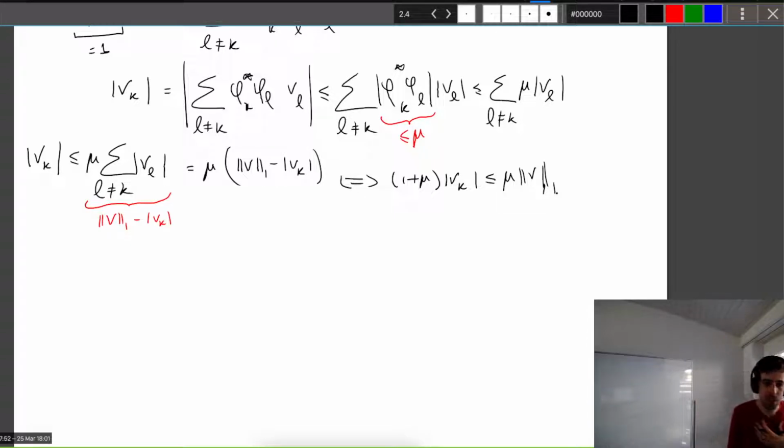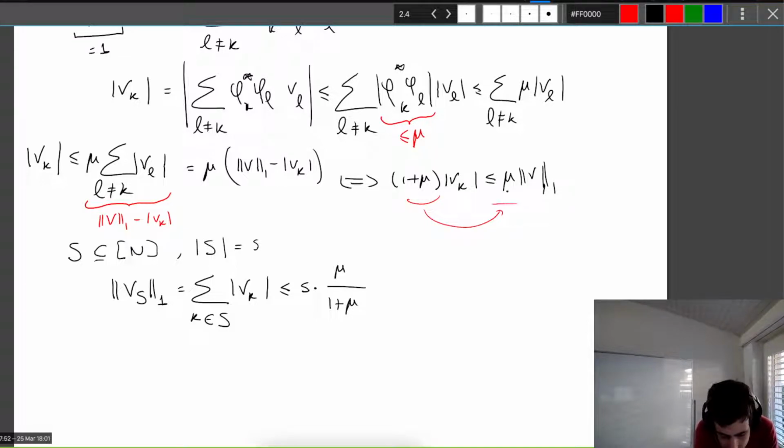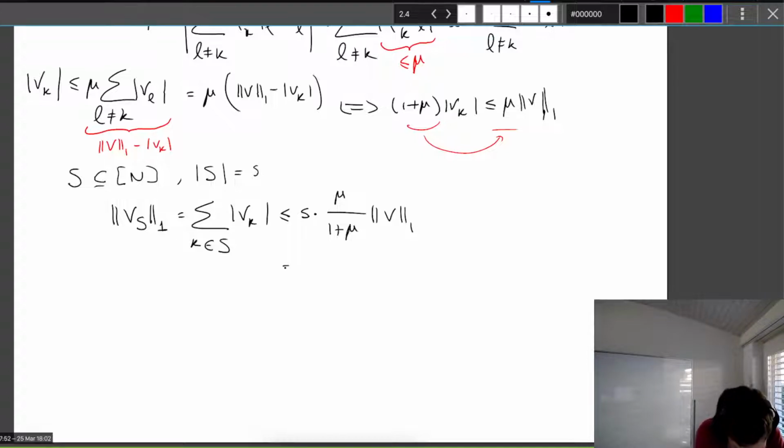Okay. But now we're done, right? Because now, take S, a subset of N, with size S. Right now we're completely done, because what is Vs? This is equal to the sum over K in S of Vk. But we know that this is smaller or equal than, how many are there? There are S of them, times mu over 1 plus mu. I'm just grabbing this term, sending it here to divide, times the 1 norm of V. Okay, but what is this? It's equal to S.